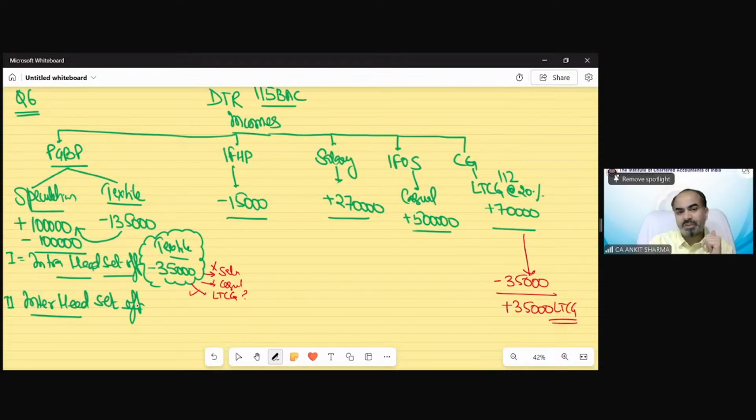Now the second question. This 15,000 loss of income from house property, can we set it off against the salary head of income or not? We have salary, and we also have the long-term capital gain. So can we set off income from house property loss against the salary head of income or capital gain or both or no? What is the correct answer?